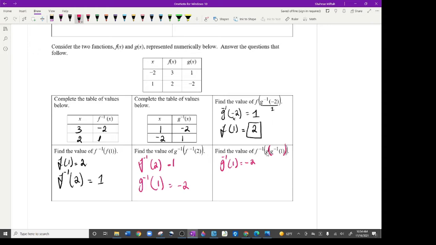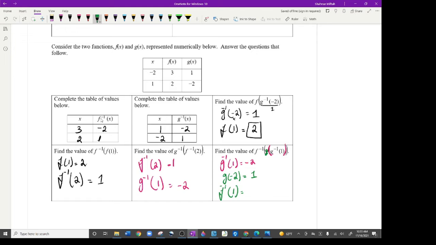Then I'm going to go for this g. Are you guys looking at it? So this one is going to be g of negative 2. So what is my g of negative 2? 1. Then I'm going to f inverse of 1. Is that clear? Do you have it? Which is? 2. Are you sure?